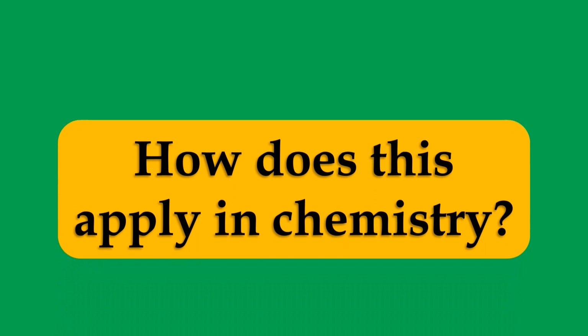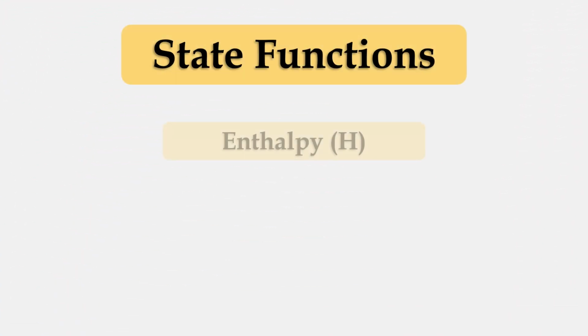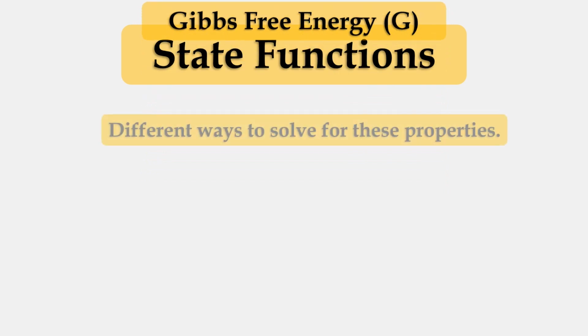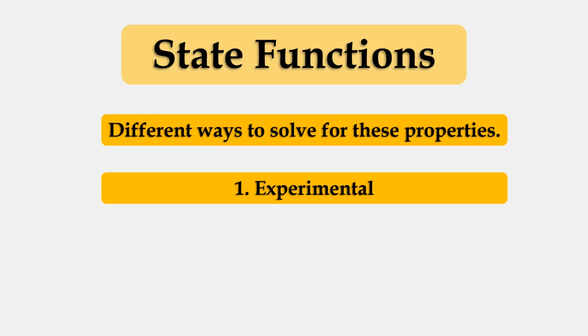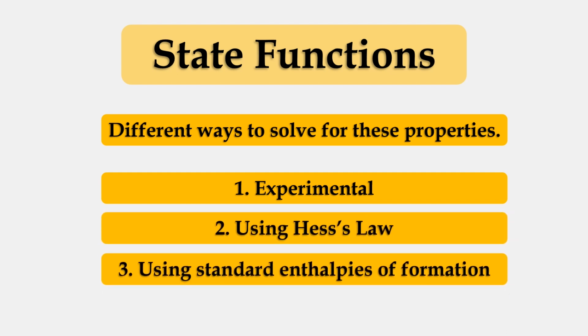How does this apply in chemistry? In general chemistry, enthalpy, entropy, and Gibbs free energy are all state functions. And, as I'll show you in other lectures, there are different ways to solve for these properties, including experimental techniques, using Hess's law, and using standard enthalpies of formation.